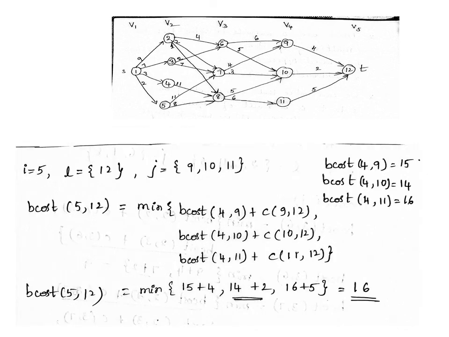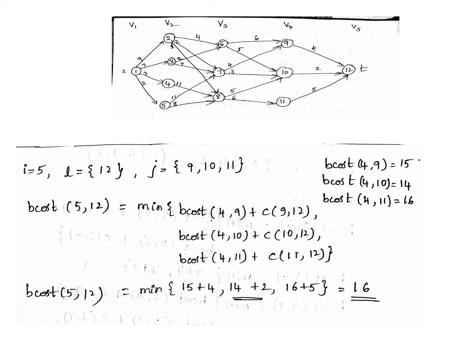Then for the last stage, for this we have got only one minimum value. B cost of 3, 8 we have 10. Then 10 plus 6, here we have 6, 10 plus 6 is equal to 16. That is B cost of 4, 11 we are getting 16. We have only one incoming edge for 11. So we will get B cost of 4, 11 is equal to 16.